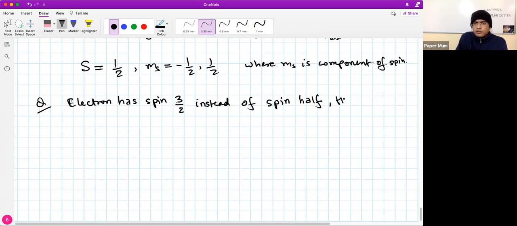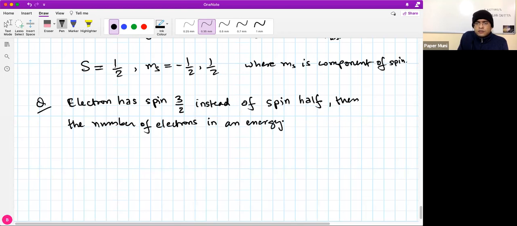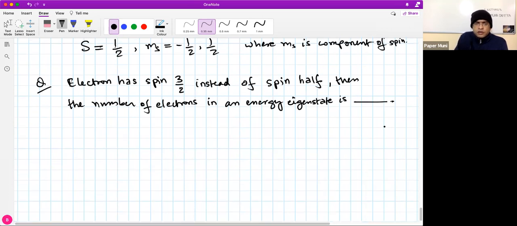Then the number of electrons in an energy eigenstate is. All right. So this is the question to you.